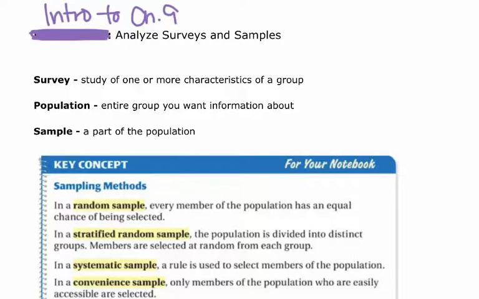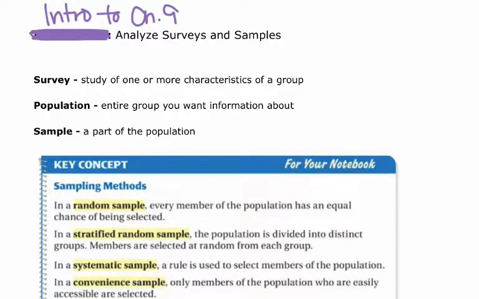I'm sure you've heard a few of these, but I just want to make sure that we're familiar with them all. So a survey is a study of one or more characteristics of a group. You've probably taken a survey, or you can think of a time when maybe your parents got a survey in the mail, or maybe you received one in an email, but they're looking at specific characteristics that they want to analyze. Now, a population is an entire group, so the whole thing that you want information about.